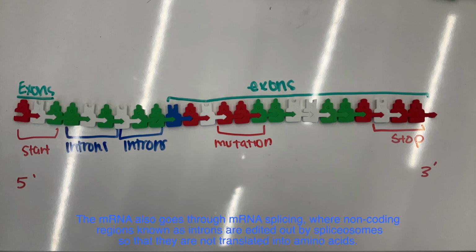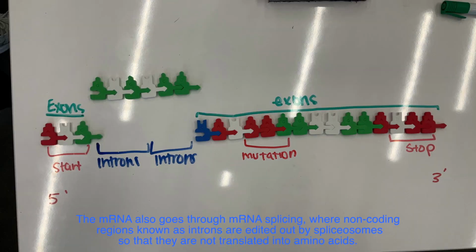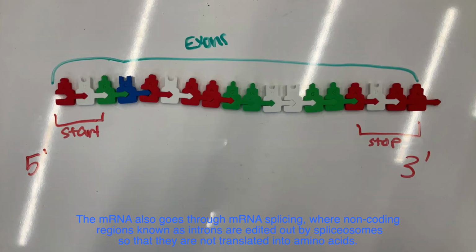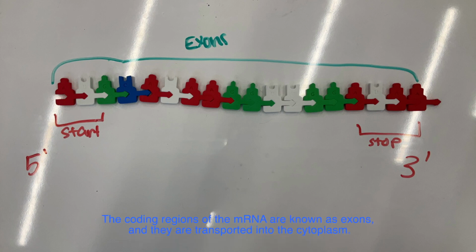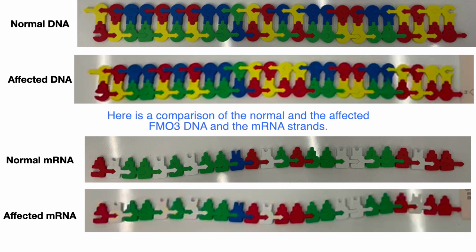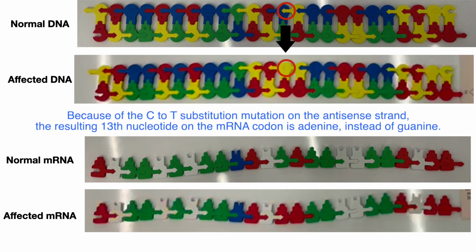The mRNA also goes through mRNA splicing, where non-coding regions known as introns are edited out by spliceosomes, so that they are not translated into amino acids. The coding regions of the mRNA are known as exons, and they are transported into the cytoplasm. Here is a comparison of the normal and the affected FMO3 DNA and the mRNA strands. Because of the C to T substitution mutation on the antisense strand, the resulting 13th nucleotide on the mRNA codon is adenine instead of guanine.